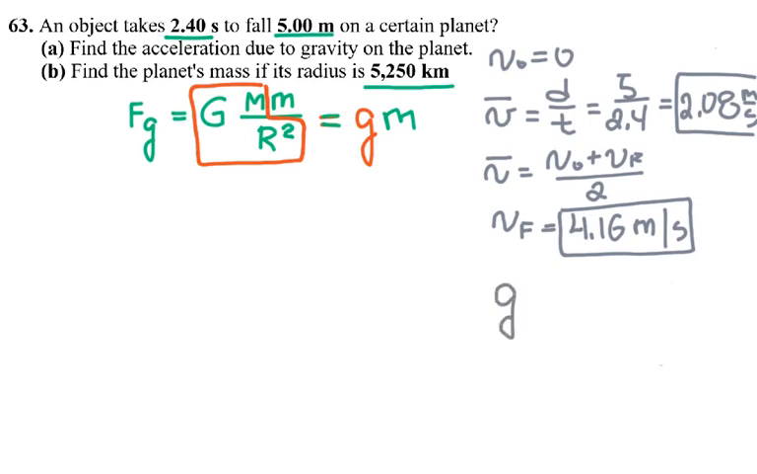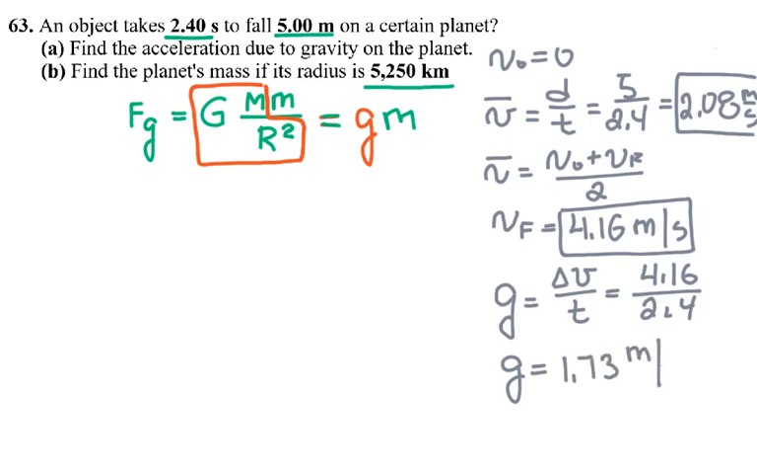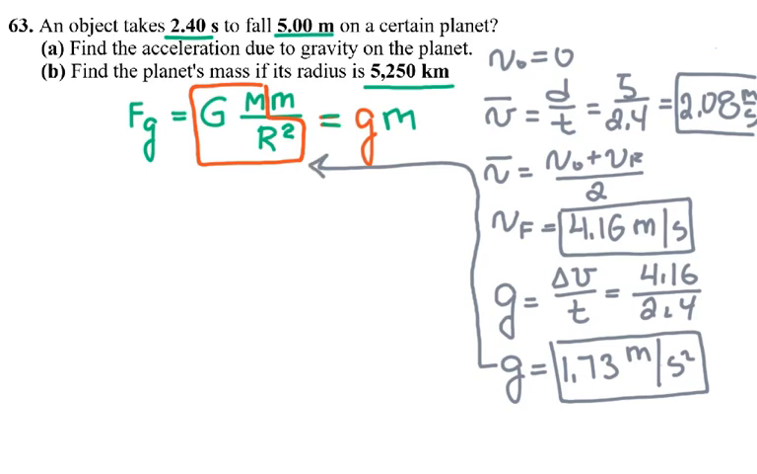Then I can find acceleration due to gravity, which is the change of the velocity over the time it took. So that is 4.16 minus 0 divided by 2.4 seconds. So the acceleration due to gravity on that planet is 1.73 meters per second squared. Since I know that that is g, I'm going to plug it into my g formula. So your g is this part of the equation.